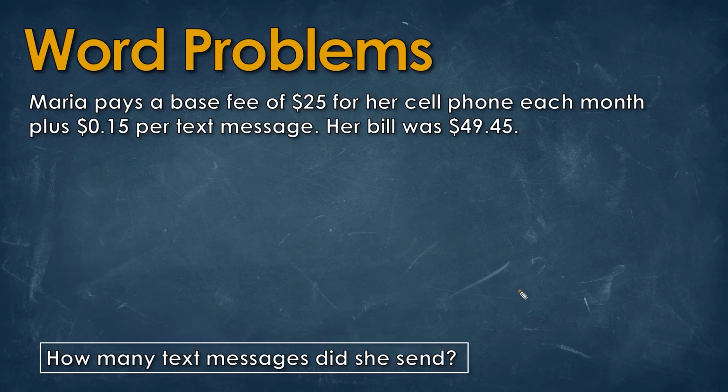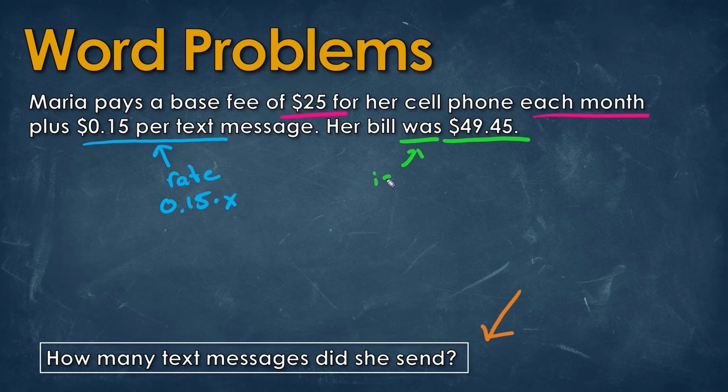For this problem, we're going to figure out how many texts Maria has sent. And if we read the word problem, there are some keywords that can help us figure it out. First, we see that she has a base fee of $25 for her cell phone each month. Plus, she is charged 15 cents per text. This word per means a rate, and we tend to associate that with our variable x. And then we see that her bill was $49.45. This word was, and in present tense it will be is, it usually means the equal sign.